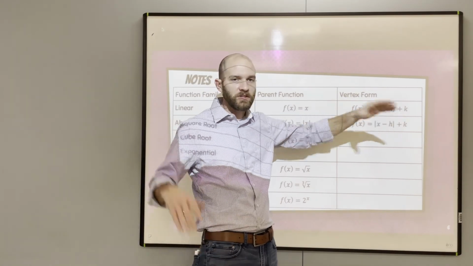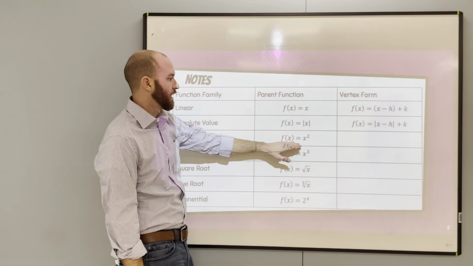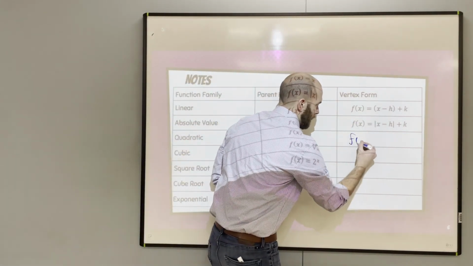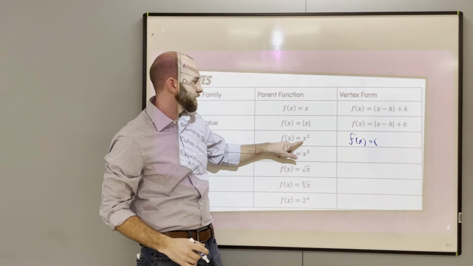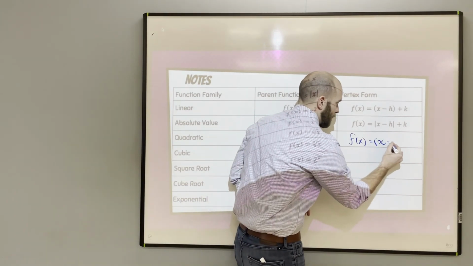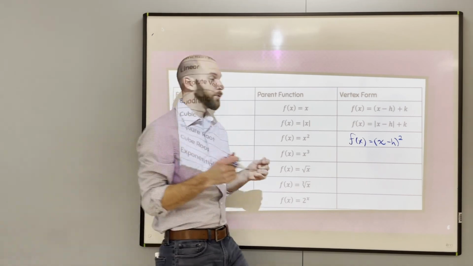The x minus h is in parentheses plus k on the outside. Let's see how that works for the quadratic function, f of x equals x squared. So our vertex form would be f of x equals, and then in parentheses, instead of just x, we have to keep the h with it, x minus h, and all that gets squared, and then on the end, we put our plus k.